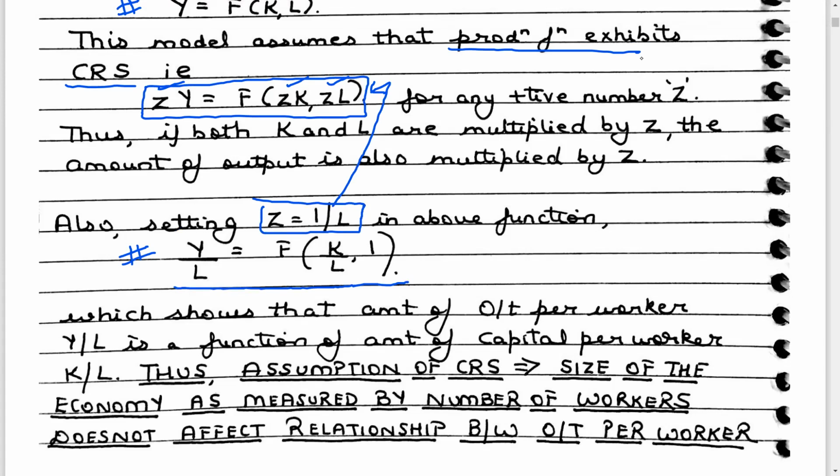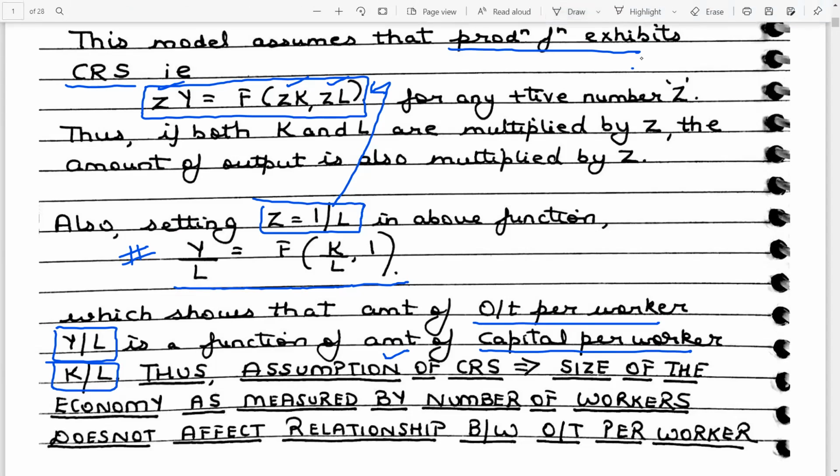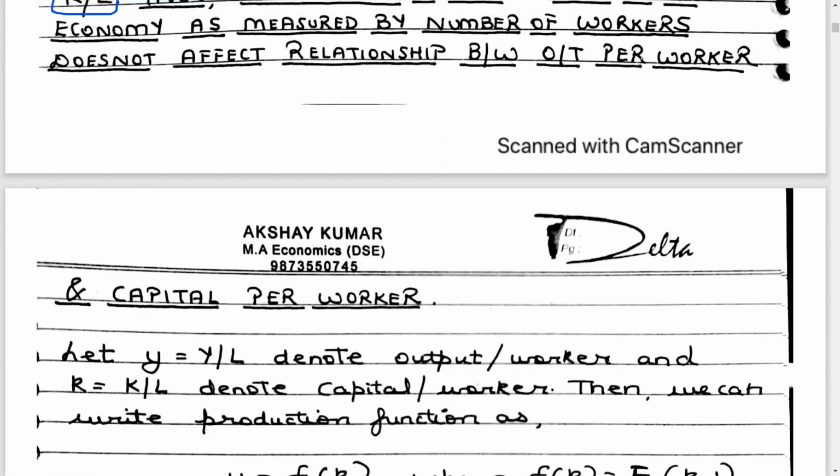So what is Y by L? Y by L is nothing but the output per worker. K by L is nothing but the capital per worker. So the assumption of constant returns to scale implies that the size of the economy, as measured by the number of workers, does not affect the relationship between the output per worker and the capital per worker.